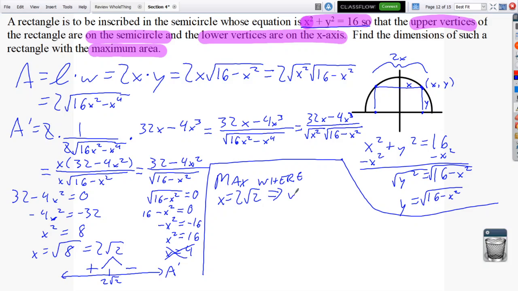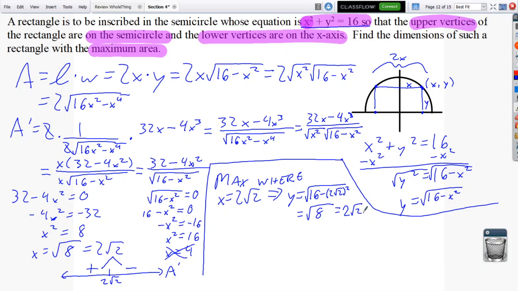Therefore, y is going to equal, let's see if I find my, oh, there it is. It's right here. Y expression would be the square root of 16 minus 2 root 2 squared, also known as just the square root of, 2 root 2 squared would be 8. 16 minus 8 gives me 8. Oh, hey, look at that. 2 root 2 for my other dimension.